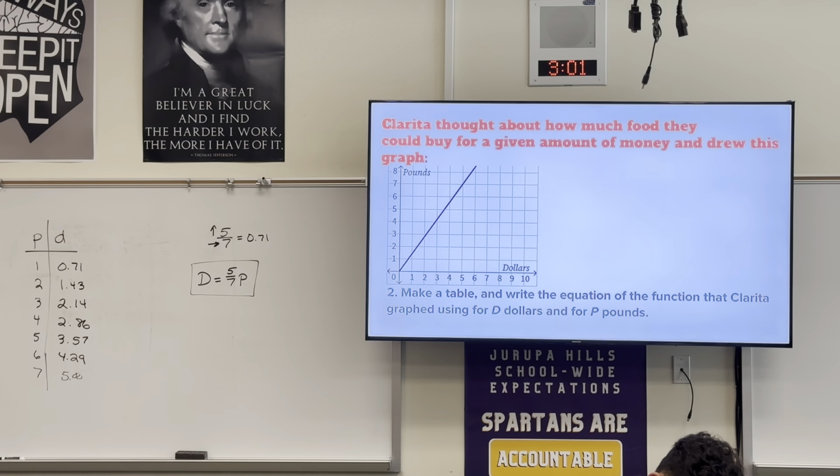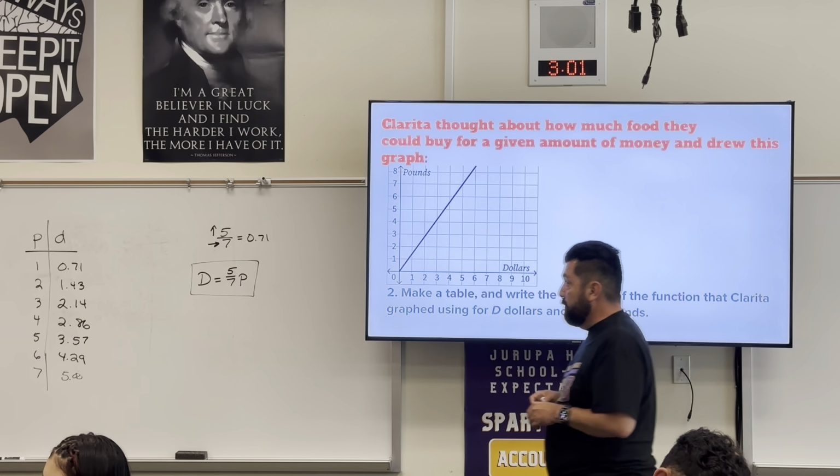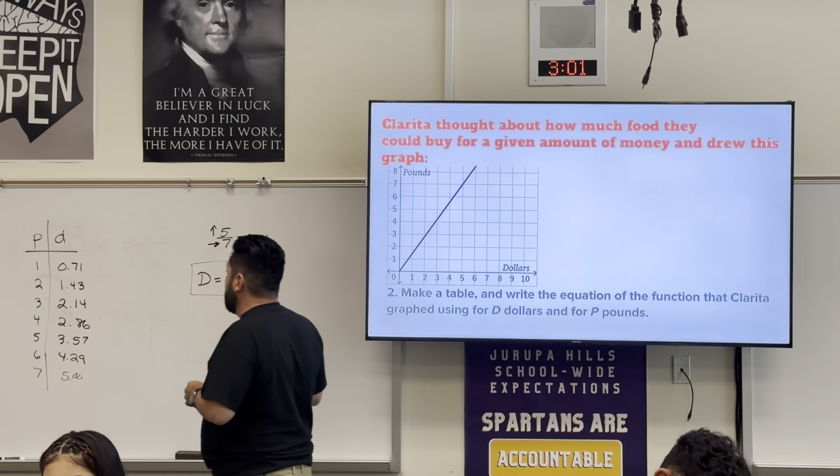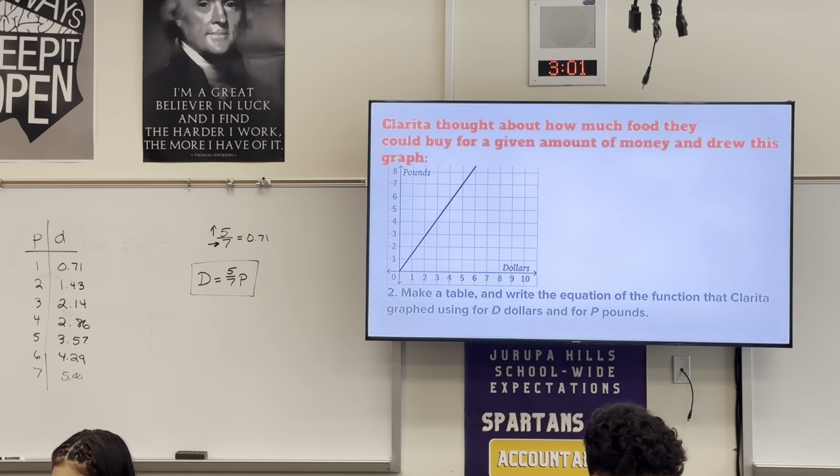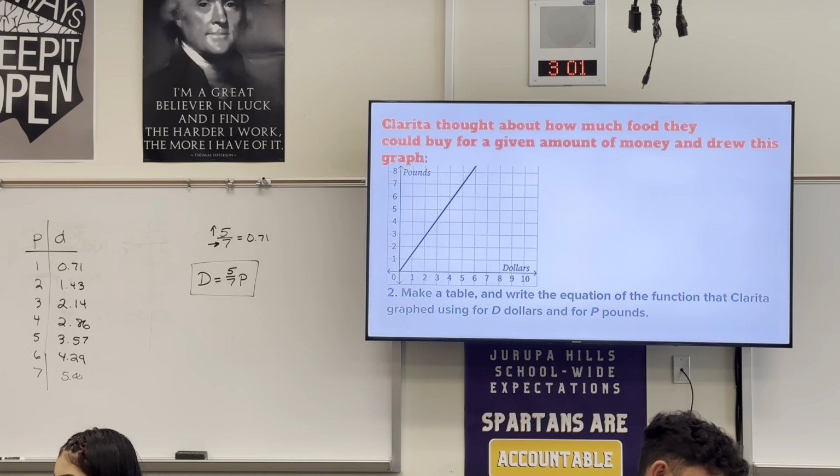If you haven't done so already, share with your neighbor what you have. See if you have the same thing your neighbor has. This inverse is a lot easier to do than the other one.